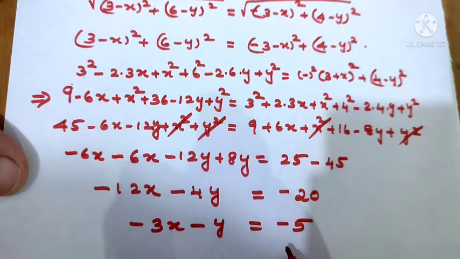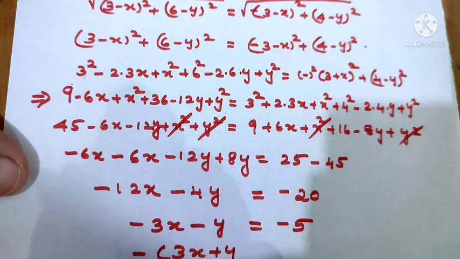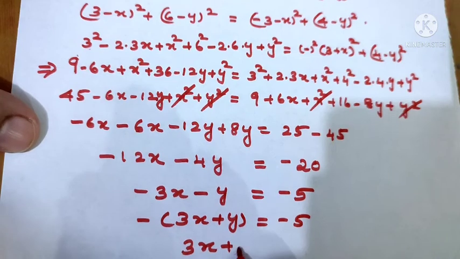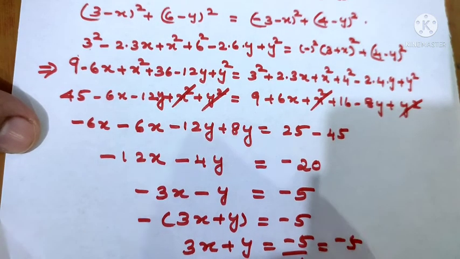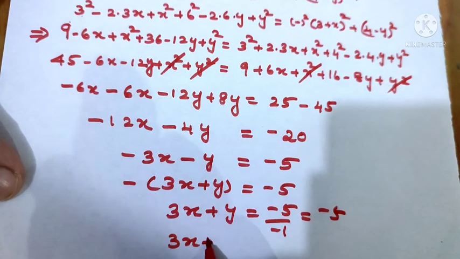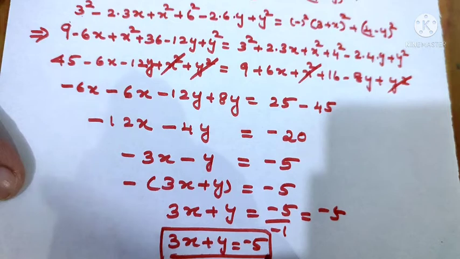Now all the terms I am exchanging, because according to the question it is 3x plus y equal to 5. So minus common I will take out: 3x plus y equal to minus 5 by minus 1, which is equal to 5. So what is the final answer? 3x plus y equal to 5. So that is the required condition, right?